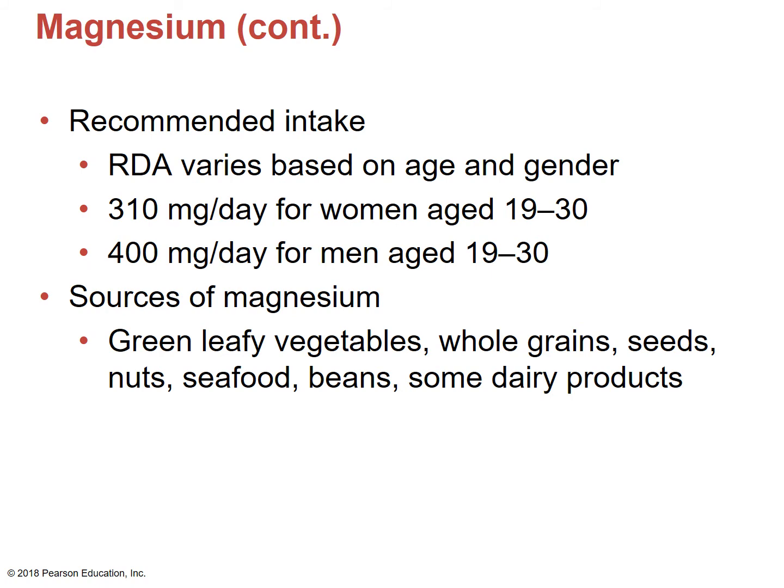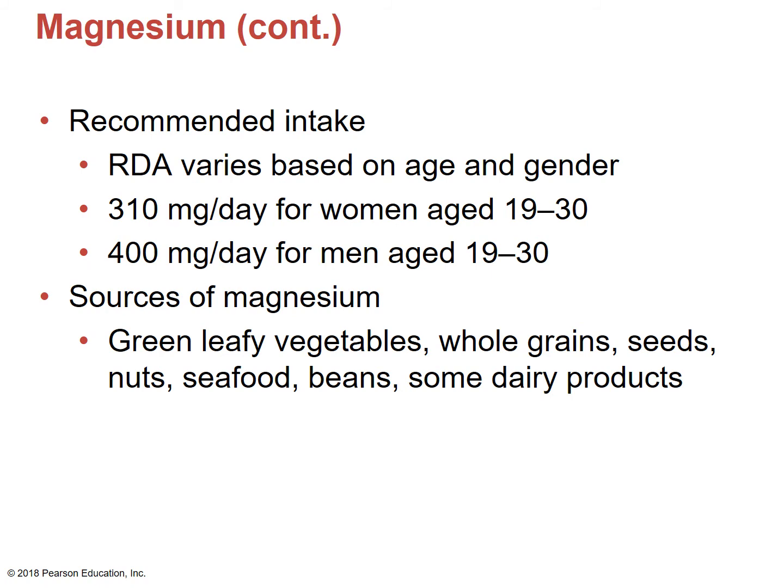Magnesium is found in green leafy vegetables such as spinach, whole grains, seeds, and nuts. Other good sources include seafood and beans. Because magnesium is found in a wide variety of foods, people who regularly consume foods high in magnesium and who are adequately nourished should be consuming enough magnesium in their diets.